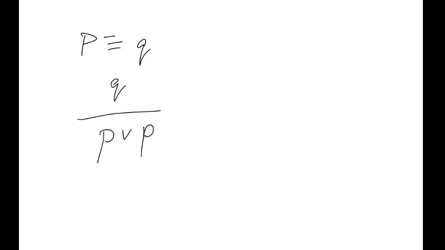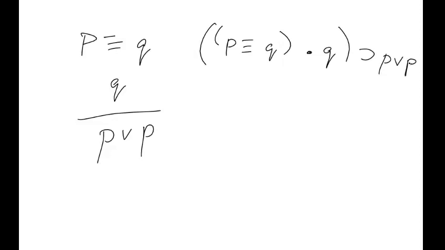Let's do another example. Let's use biconditional for fun, since it's relatively unfamiliar. So we've got P if and only if Q, P biconditional Q. And then we've got, let's say, Q, and let's say we conclude from that P or P. Another pretty straightforward one, but let's lay it out again. So what have we got here? We've got P biconditional Q, P if and only if Q, and Q, therefore P or P.